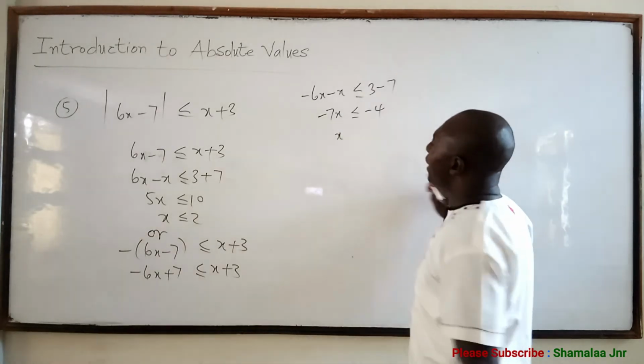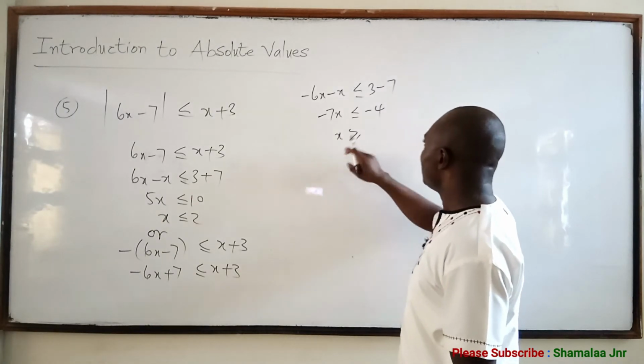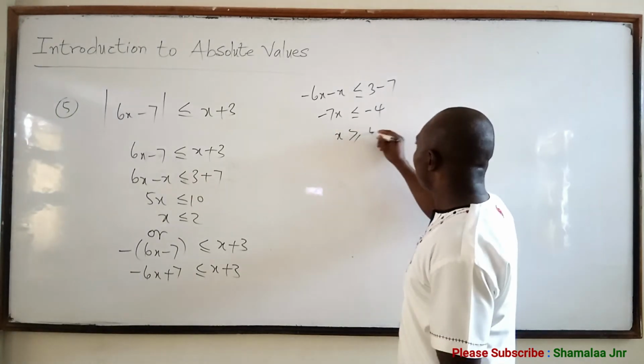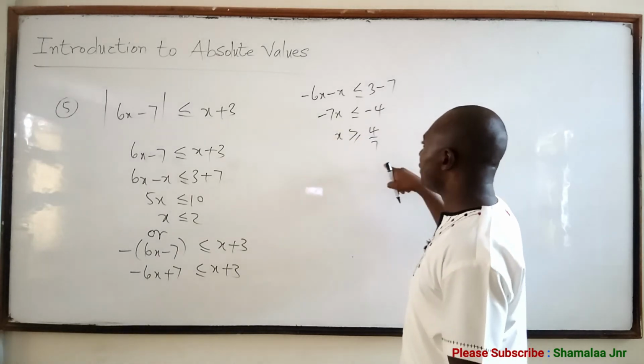Because we are dividing 2 by negative 7, the sign will change to greater than or equal to. Isn't it? And then this one will be 4 over 7, because we are dividing 2 by negative 7. Negative will cancel negative. So you have it this way.